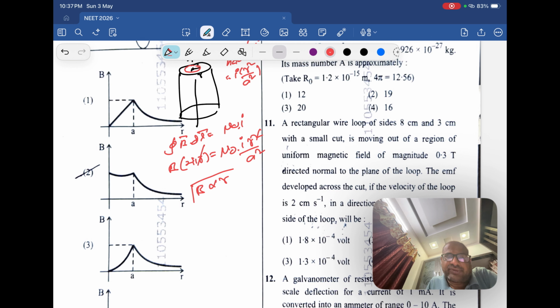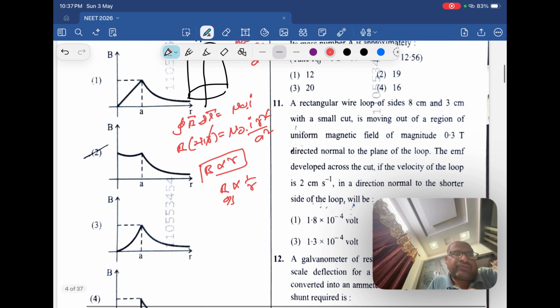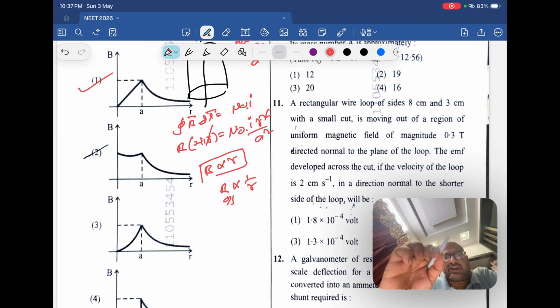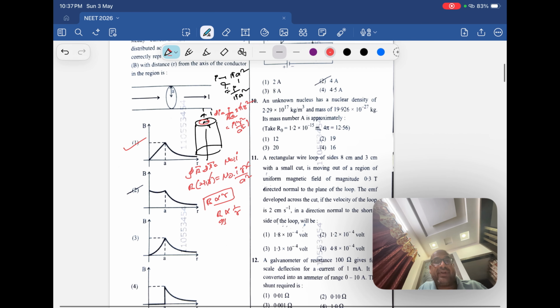what? r, up to where? Up to capital A, small a radius, and outside will anyhow be an inverse relation. Why? B is equal to mu naught I by 2 pi r. So B will be 1 by r outside, inside linear. So therefore the profile graph will be A. So linearly and inversely varying. So this you can say are applications of Ampere's circuital law.